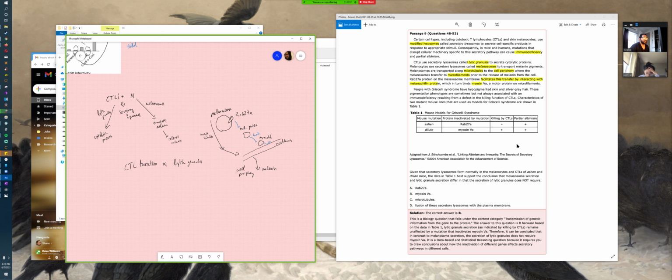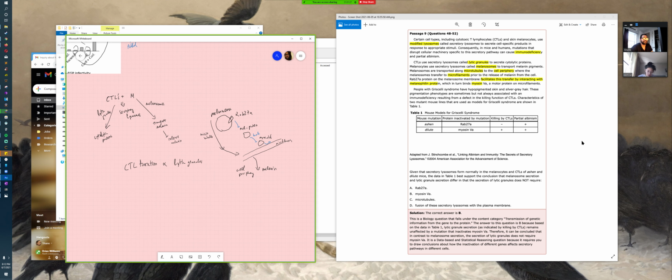Yeah, I can see that. Let's say I gave you a question that said, to support the conclusion that the secretion of melanin, melanosomes or whatever, differs in that it does not require these guys, then it would be something like microtubules. But I'm just using that as an example of how these things relate to this part.